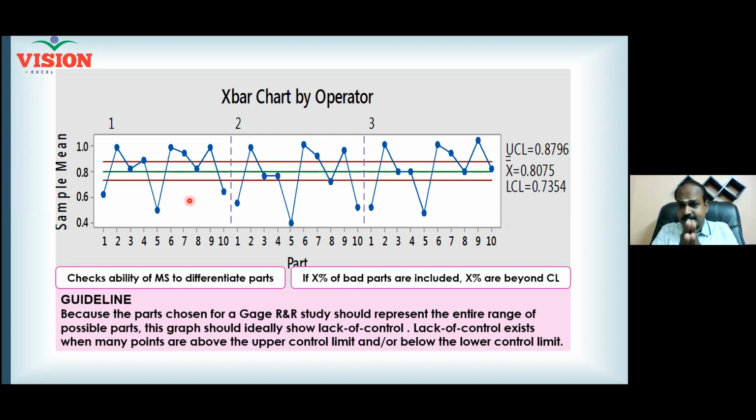So 6 parts can be acceptable, whereas 4 parts should be rejectable product. If you mix up 40% as rejectable items in your X bar chart, those 40% of the parts should come out of the control limit. If that is not happening, you can understand your measurement system is not able to discriminate between good and bad.